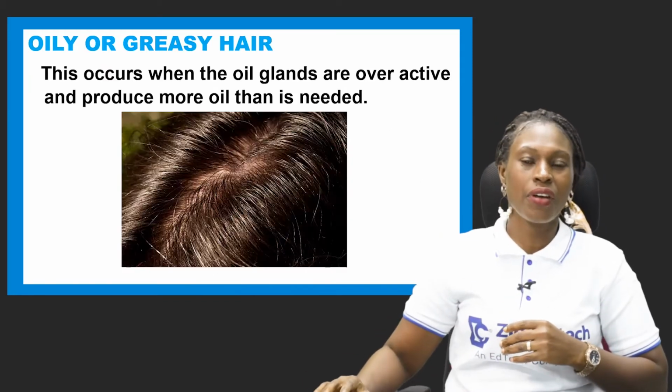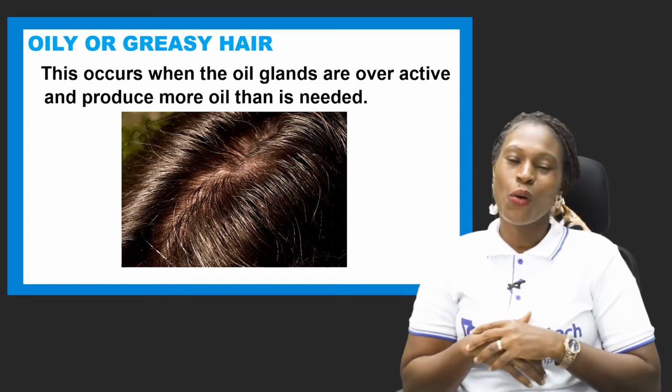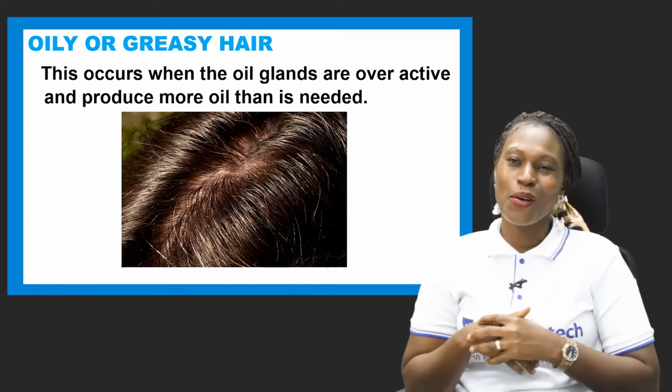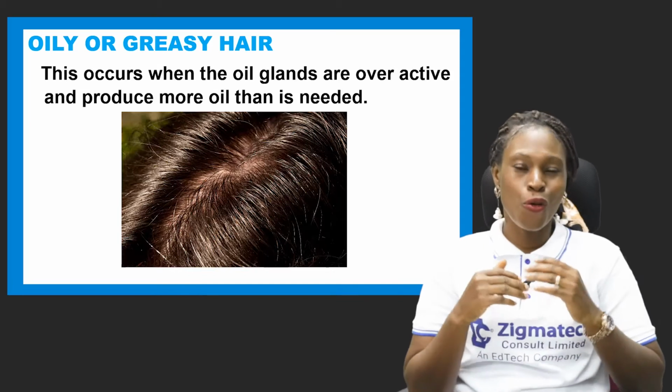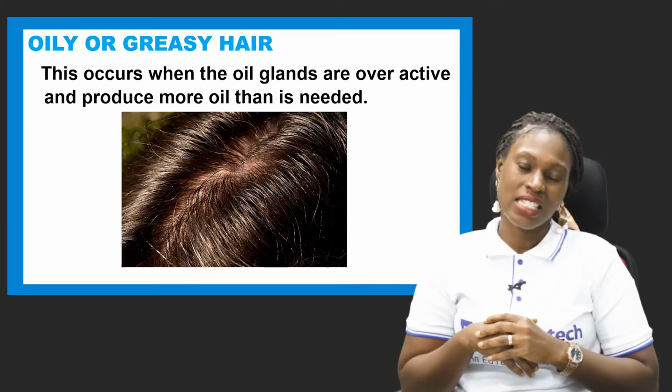Now, another type of hair is the oily or greasy hair. Now, this occurs when the oil glands are overactive and produce more oil than is needed.